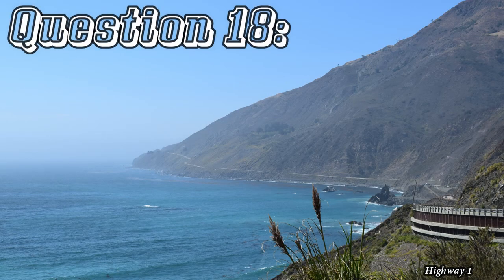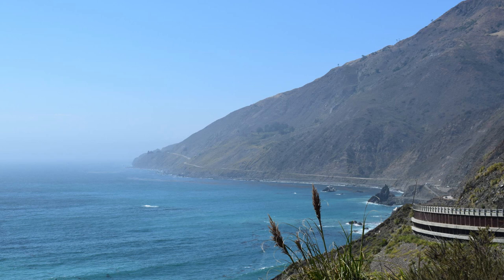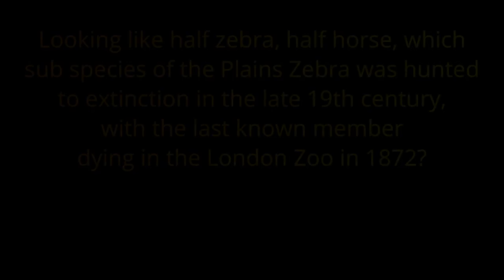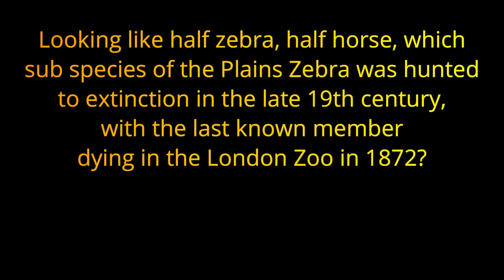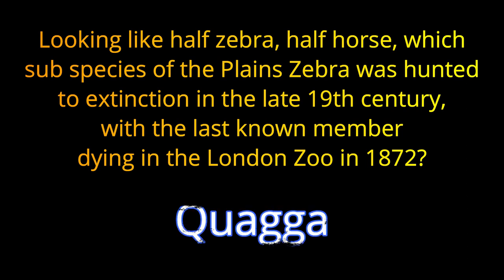Question 18. Looking like half zebra, half horse, which subspecies of the plain zebra was hunted to extinction in the late 19th century, with the last known member dying in the London Zoo in 1872? That was known as a quagga.